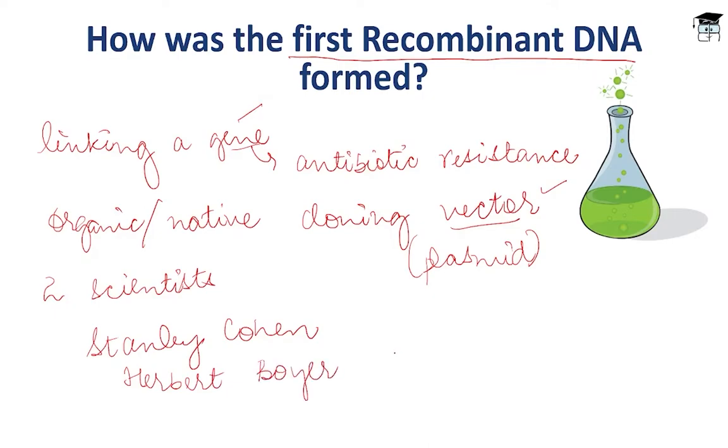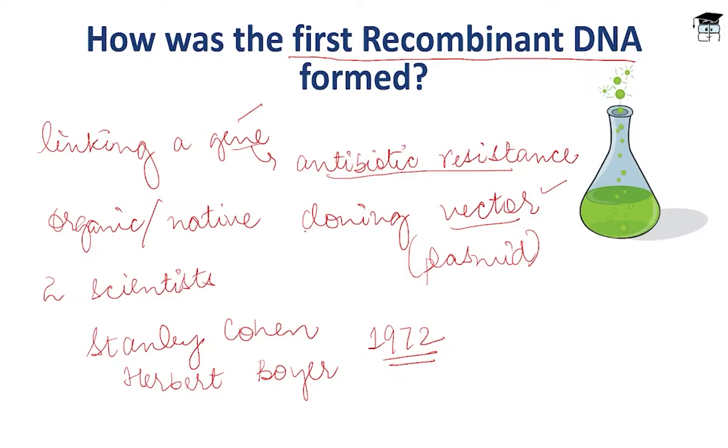Now, what did these two scientists do? They formed the first recombinant DNA in the year 1972. How? They selected a gene that coded for antibiotic resistance. That gene was present in another organism, so they cut out that gene from that organism and they selected a cloning vector.